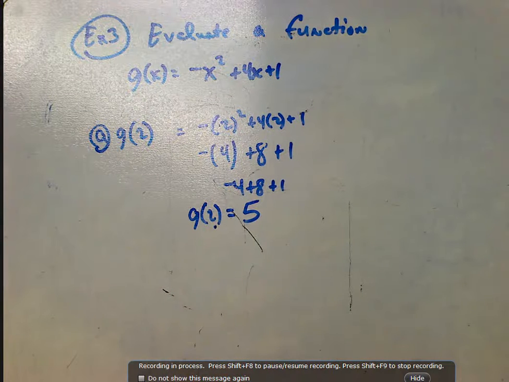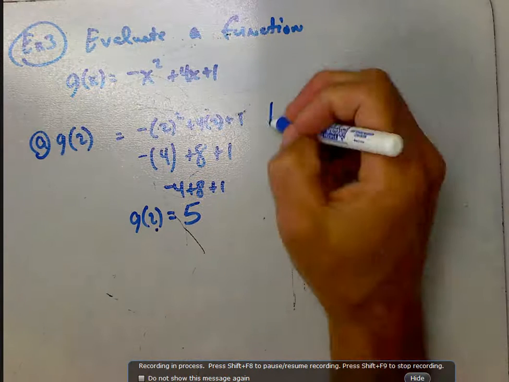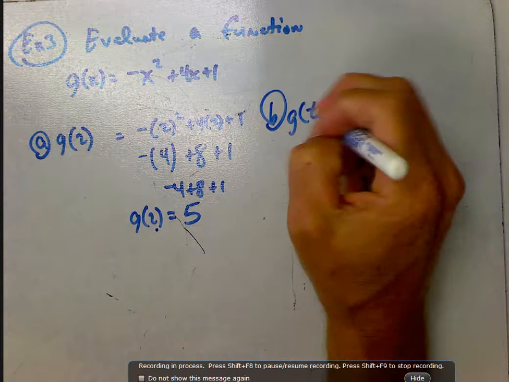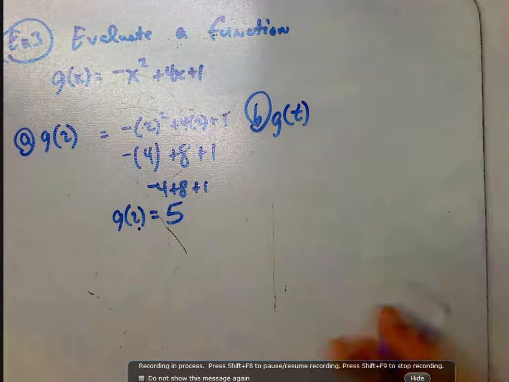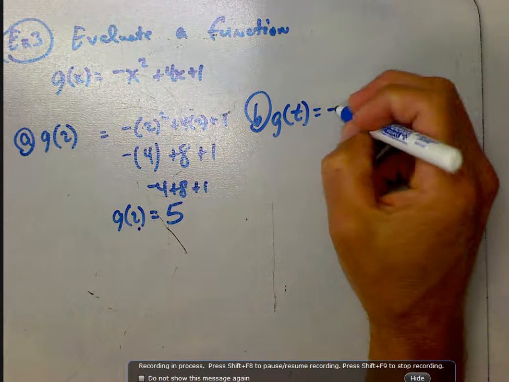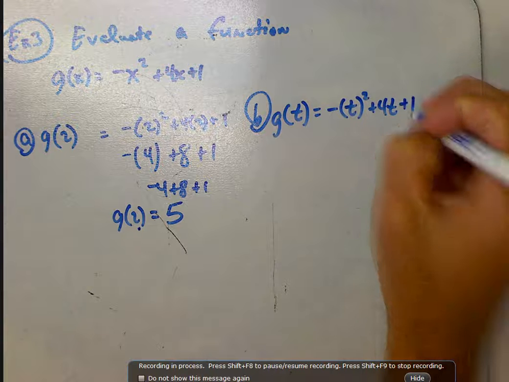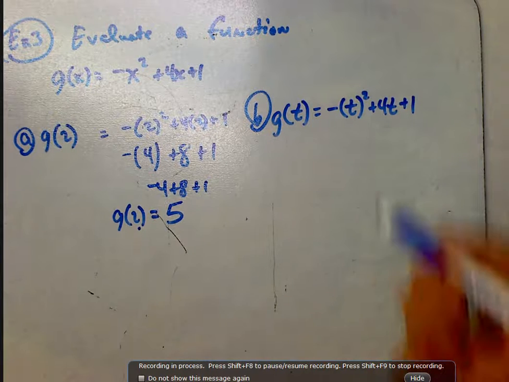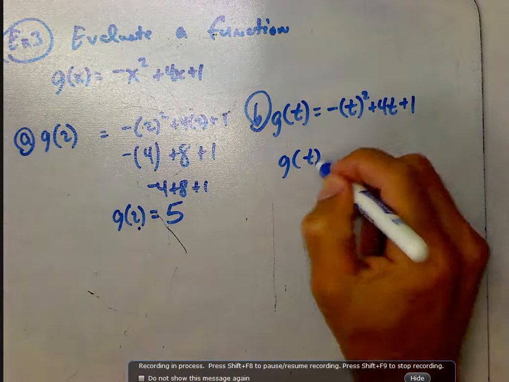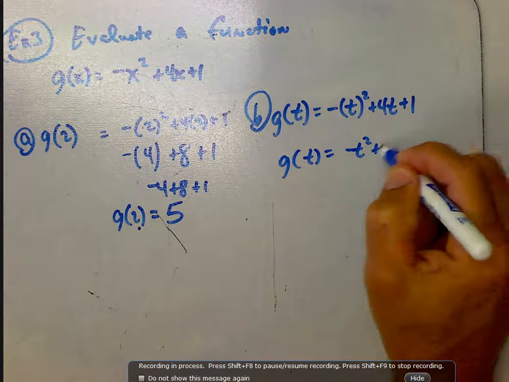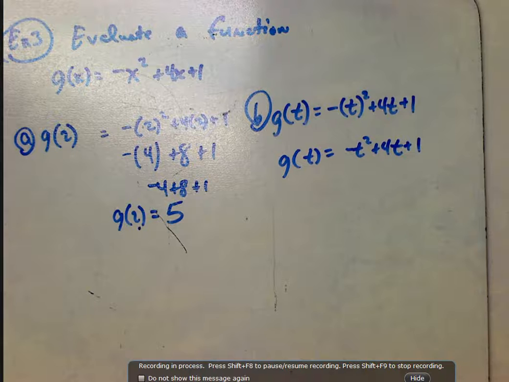Okay? Part B wants us to find g of t. Alright, well for g of t, it's going to be negative parenthesis t squared plus 4t plus 1. Everywhere I see an x, I put a t. So g of t equals negative t squared plus 4t plus 1. And that's it.